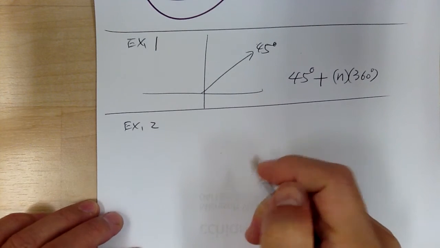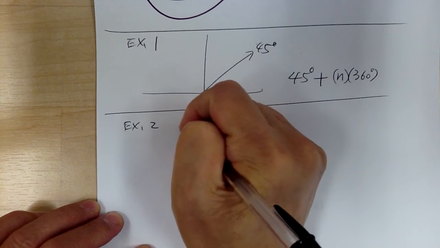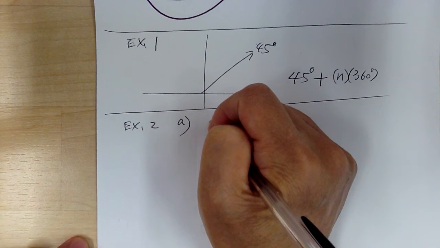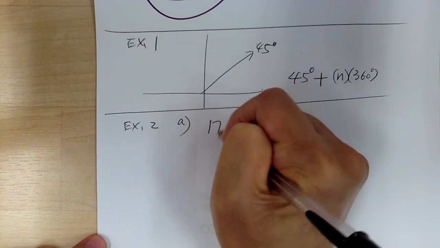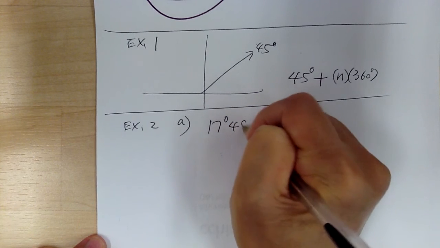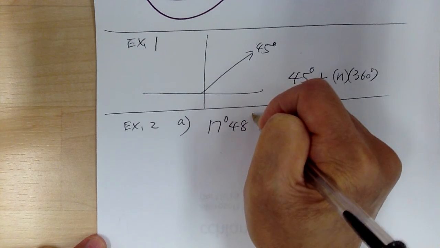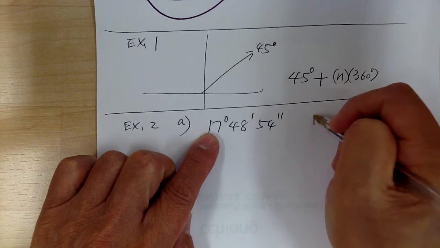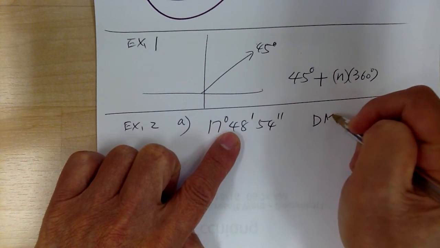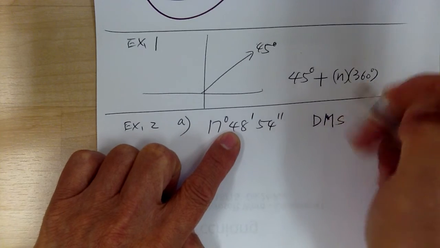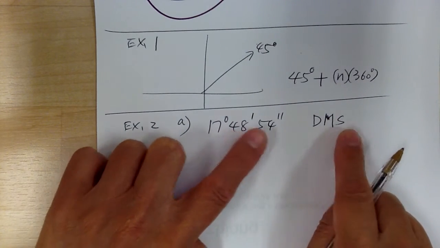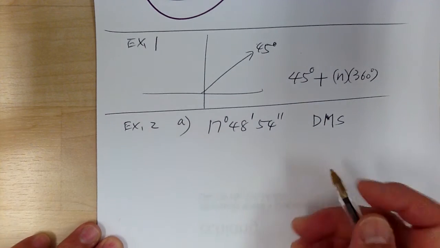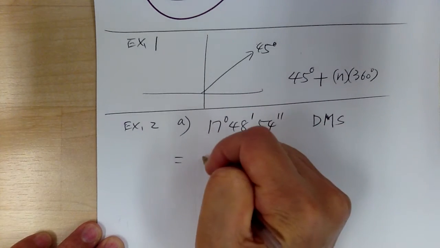Example 2 says convert. So part A, you need to know how to convert. You have 17 degrees, 48 minutes, and 54 seconds. This is called the degree, minute, second format, DMS. And you want to convert to decimal degrees. So to do that, you do this.